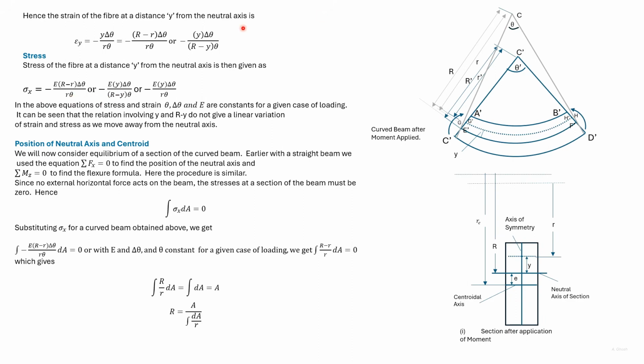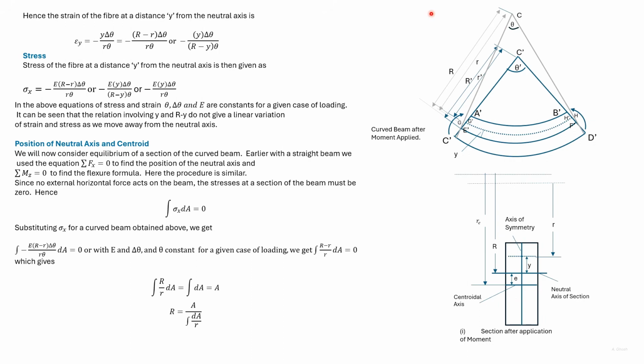Now consider this expression. Theta here is the curvature of the original beam, and E is the Young's modulus, so they are constant. Del theta depends upon M, and for a given case, they are also constant. So stress depends upon y and r minus y. The variation of stress is not linear.